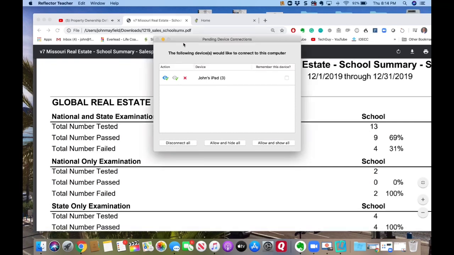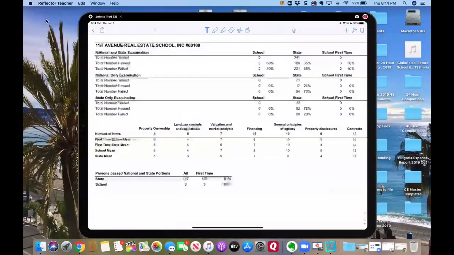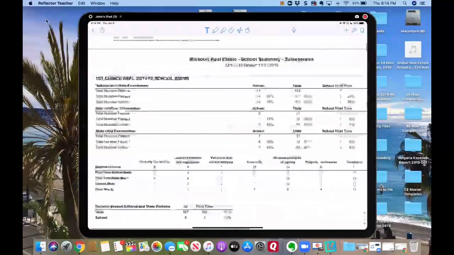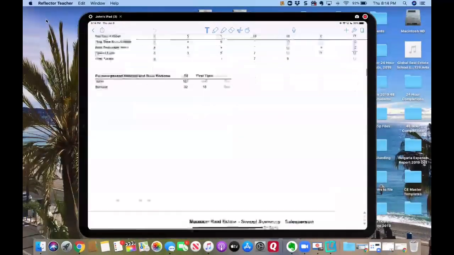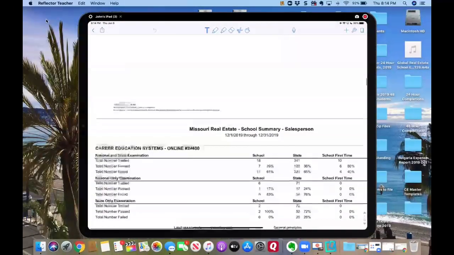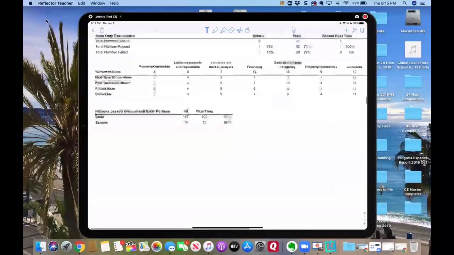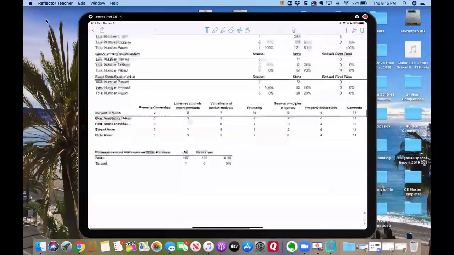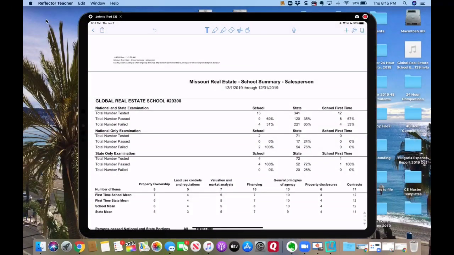But what I wanted to go over with you, and I need to allow and show all, and now you'll be able to see this. What I wanted to go over with you was, and I'll make this bigger so you can see it, we got our pass rates today for December, and I just wanted to show you to verify that the information you're studying is correct and it's good information. If you follow my game plan, you follow what I'm telling you, you will do really well. So here's Global Real Estate School, and I'm just going to highlight a couple of things for you here.